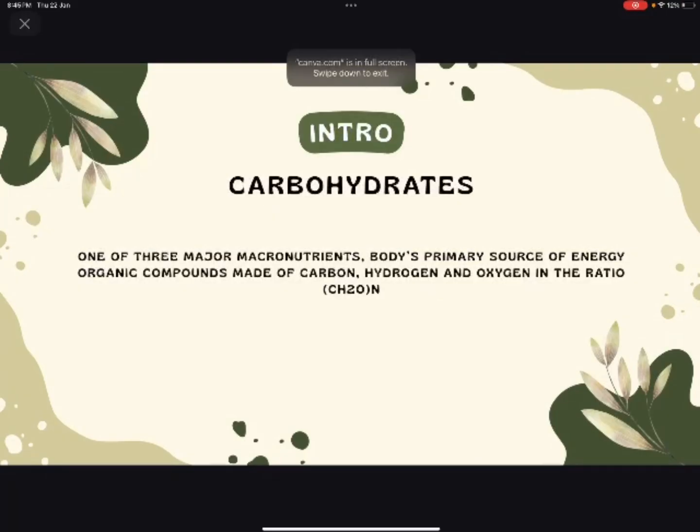So we'll have a brief introduction about carbohydrates, which are one of the three major macronutrients in the body. Carbohydrates function as the body's primary source of energy. They are organic compounds made of carbon, hydrogen, and oxygen in the ratio (CH2O)n.